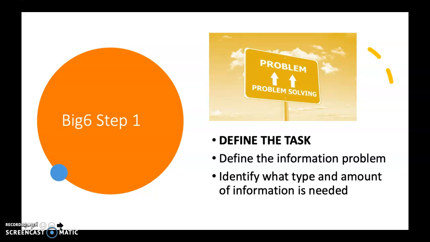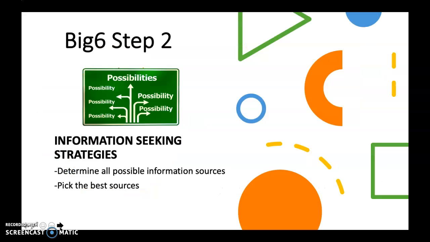So speaking of which, we can quickly review those steps. So the first one is to define the task, where you realize that you have an information need, and you define what that information problem is, and then identify the types of information you'll need and how much or the amount of information you need to find to solve your problem.